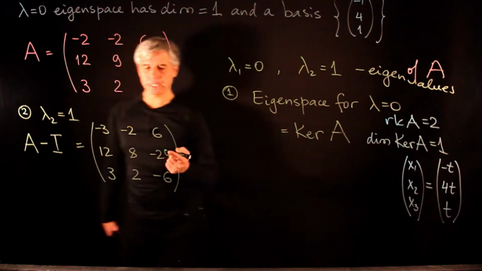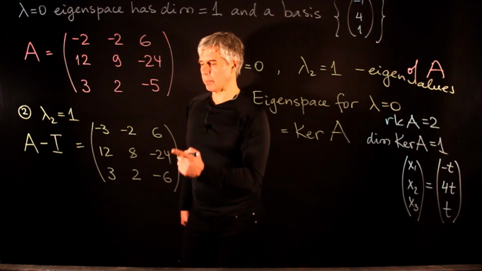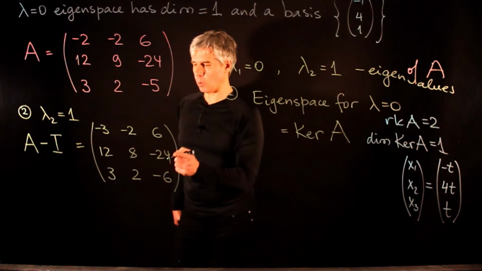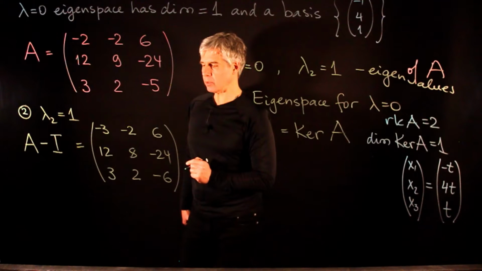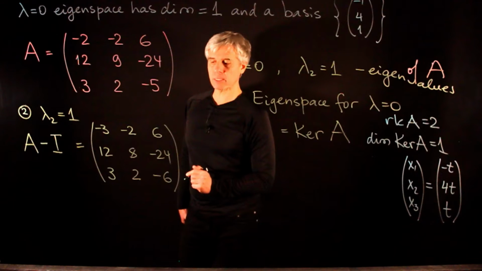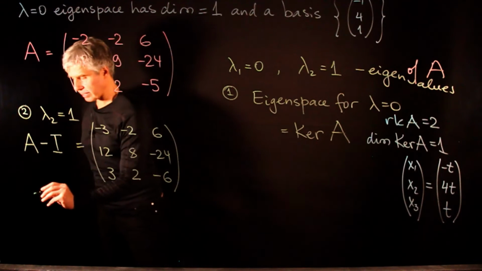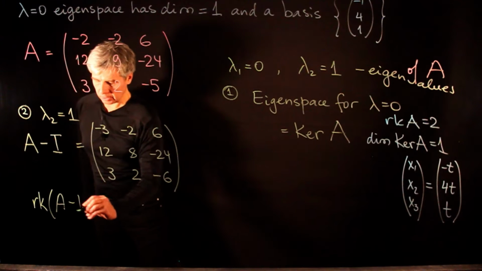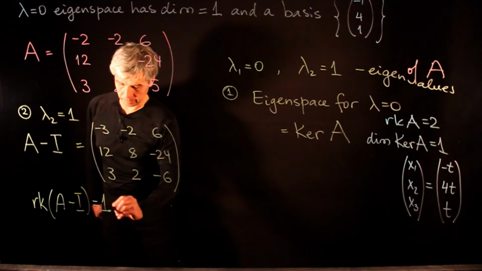And here we see that this matrix has proportional rows. So if we multiply the first row by negative 4, then we're going to get the second row. And if we multiply the first row by minus 1, we are going to get the last row. So this tells us that the rank of this matrix is equal to 1.